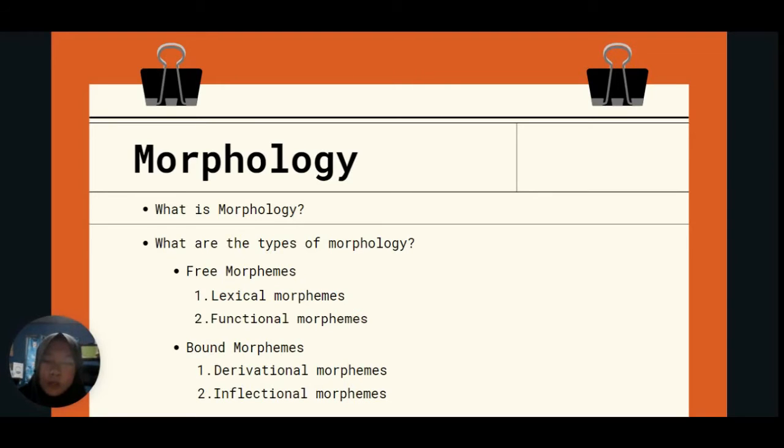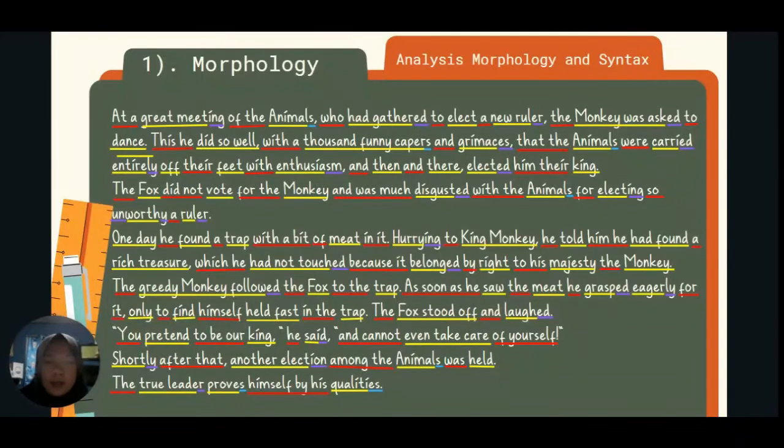While inflectional morphemes are morphemes that are tied or attached to other morphemes, which only identify the grammar, not to produce new words. Okay, so that's a brief explanation about morphology. Now let's try to analyze the morphemes in a story.